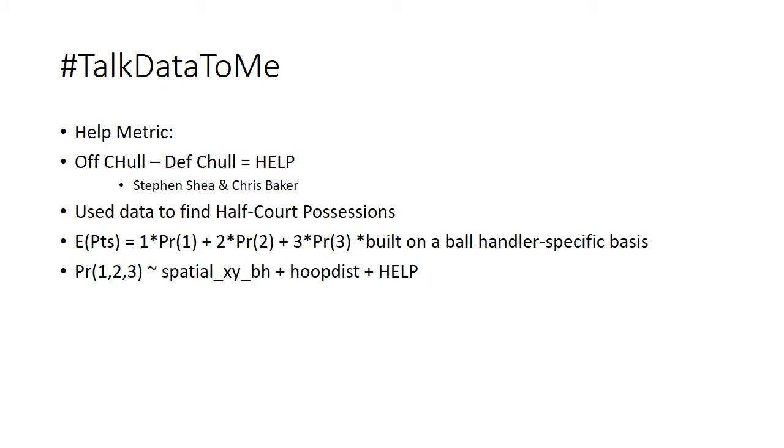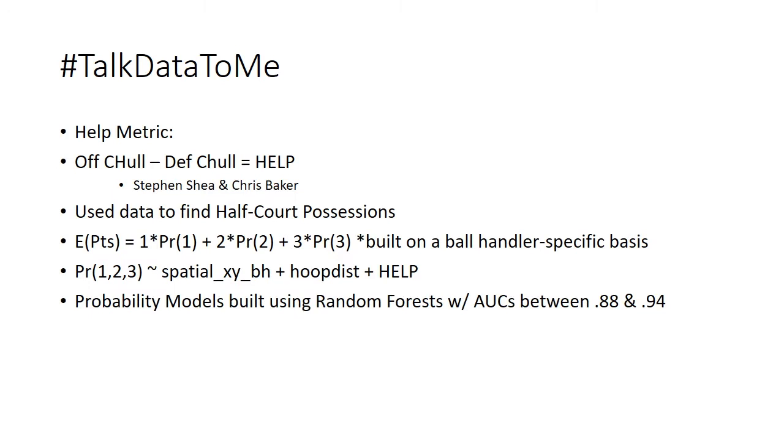To model those probabilities, I used the independent variables of the spatial location of the ball handler in X and Y, the distance the ball handler was from the hoop, and this help metric that I've created. And those probability models were built using some random forests. They had really good AUCs, so I was pretty pleased in a hackathon amount of time to get something like this.